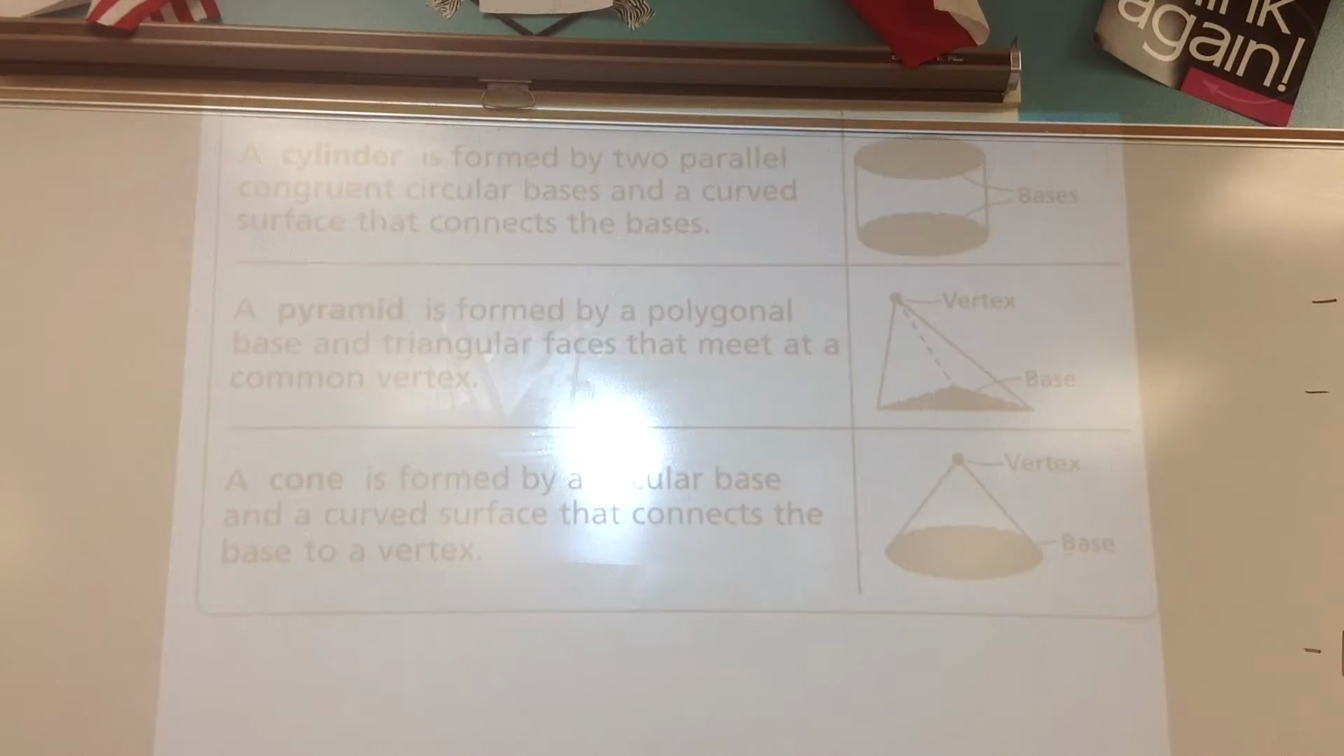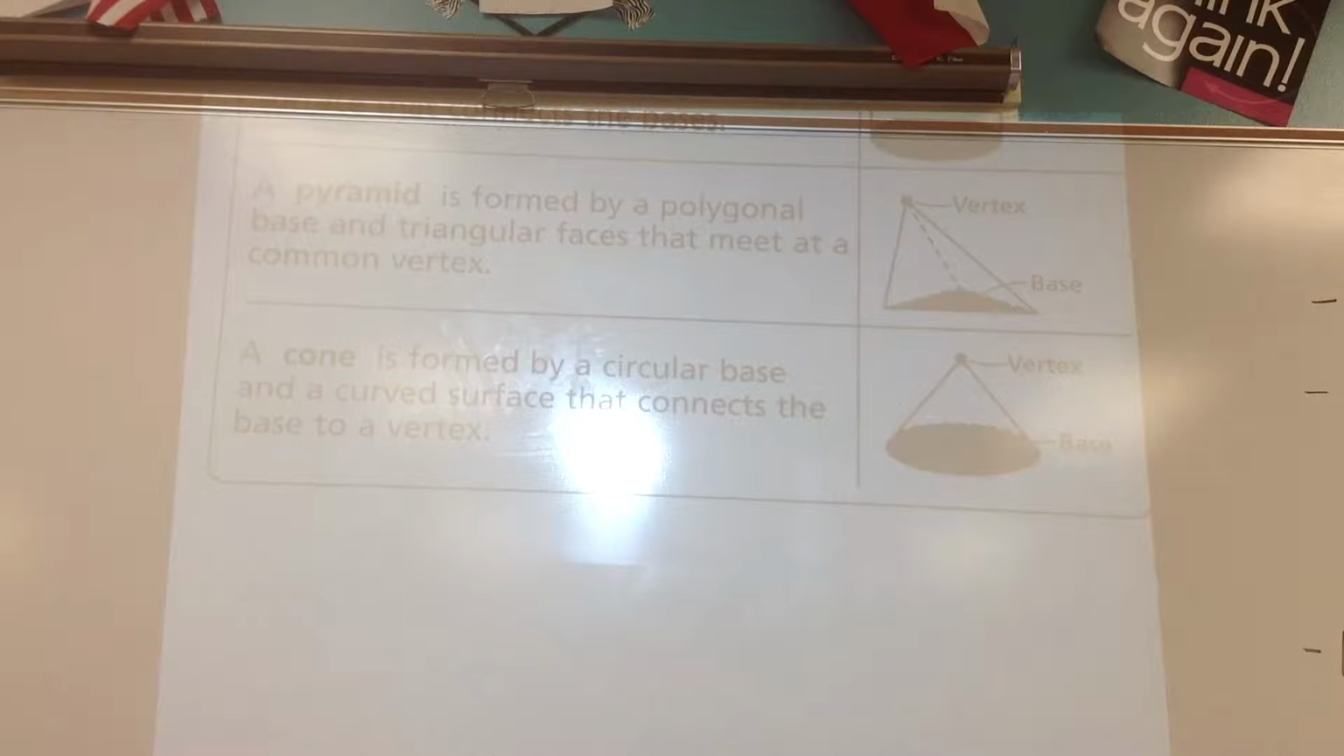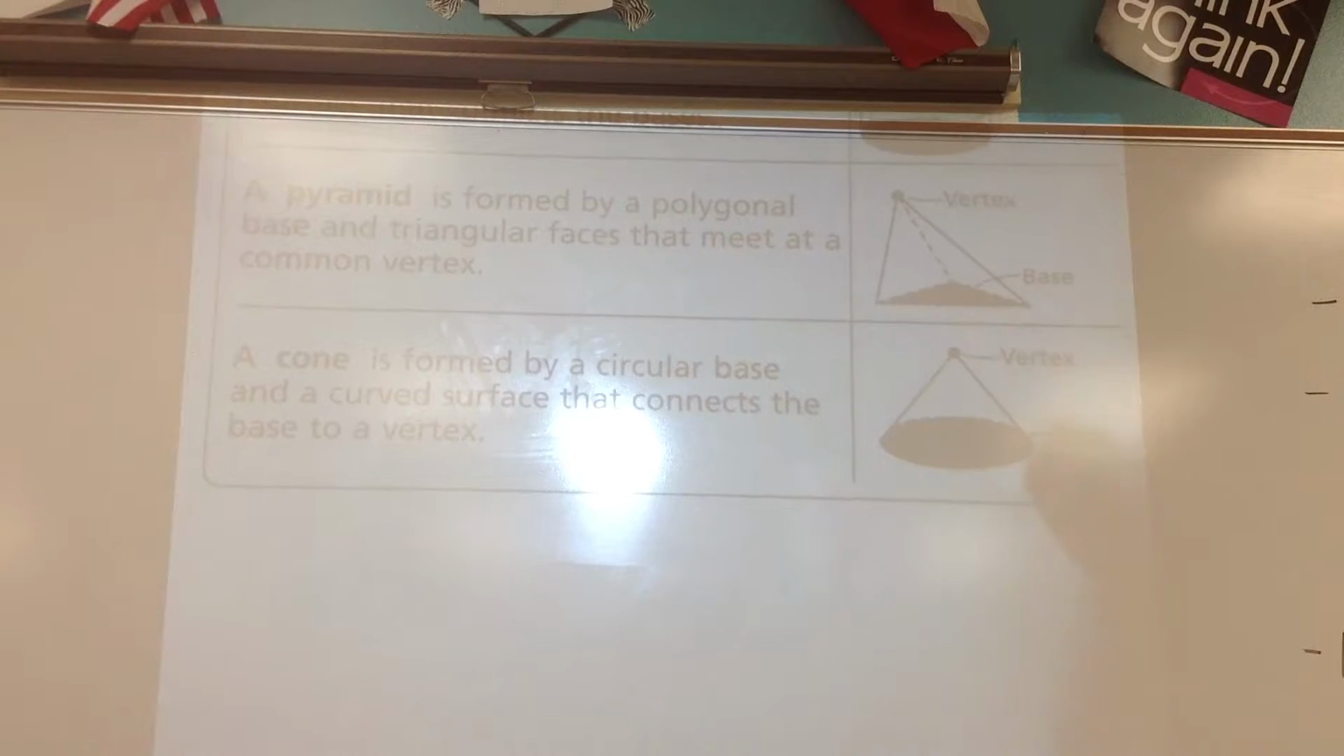Next we have a pyramid, and a pyramid is going to have one base, and it's going to be a polygon. And then you're going to have triangular faces for every kind of pyramid, and those triangular faces will start at the base, and then they all meet up at the common vertex up at the top. A cone is very similar to a pyramid, but it has a circular base, and because it's a circular base, you have a curved surface around the side, and that meets up at the common vertex also. So those are our new terms.